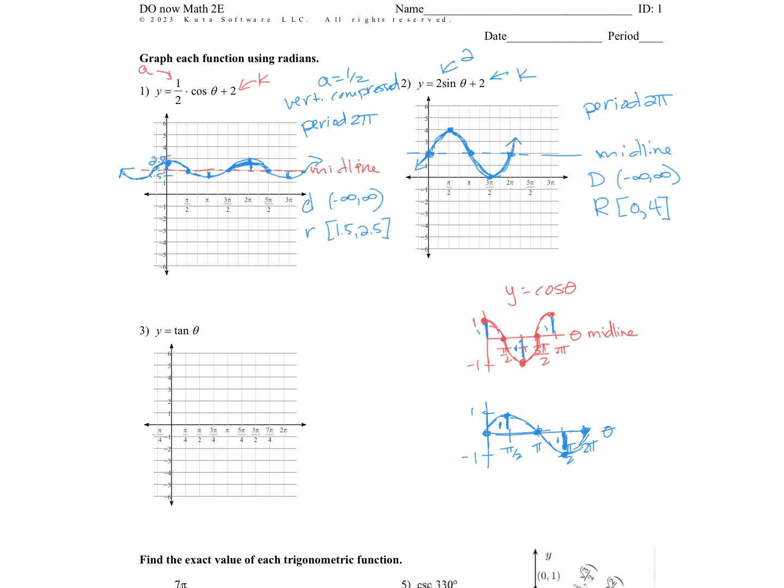Tangent, you're going to have 2 more chances to do tangent on the next page, but tangent has 2 asymptotes to begin with. At pi over 2 and at 3 pi over 2, my tangent graph has a value of undefined. So that's where I would have a vertical asymptote where my graph is undefined. Now you'll notice at 0 and at pi and at 2 pi, the value of tangent, or y divided by x, is 0. And so this is where my curve is going to cross my theta axis.